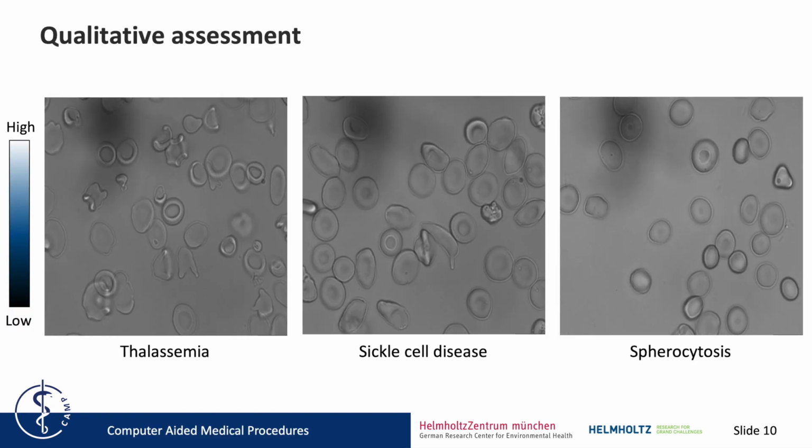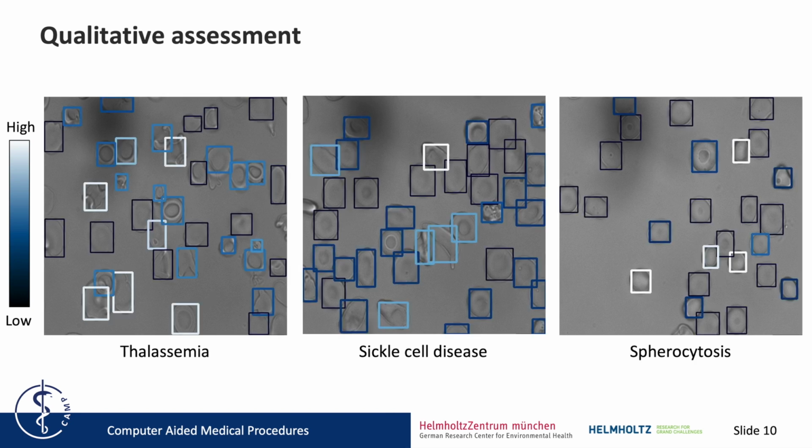Here you can see images from 3 different samples belonging to the patients of thalassemia, sickle cell disease, and spherocytosis. After training, the model not only is able to correctly classify these samples, but also it tells us which cells it used most for this decision.